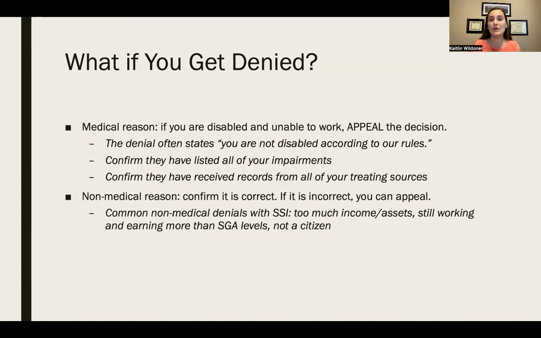If it's a non-medical reason, you'll want to make sure it's correct. So if it's not correct, then you can appeal. If it is correct, unfortunately, it's going to be a denial. Common non-medical denials with SSI are if you have too much income or assets, if you're still working and earning above substantial gainful activity levels, or if you are not a citizen, if you are residing somewhere other than where you are allowed to reside for SSI, all of that. Again, if it is correct, then it's unfortunately going to be a denial that's going to stand. If it's incorrect, then you can appeal and show them proof as to why it's incorrect.